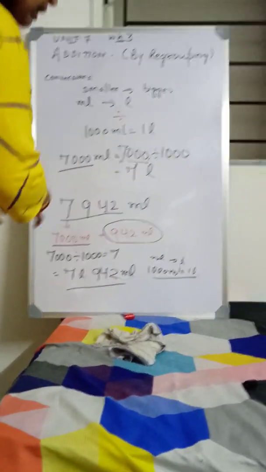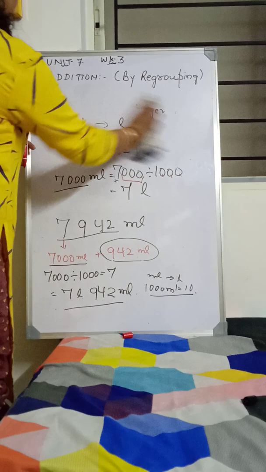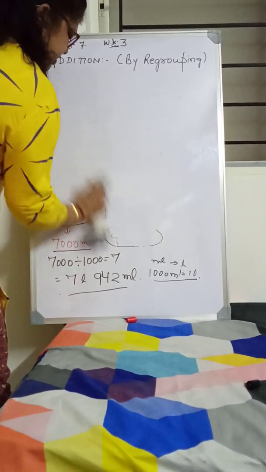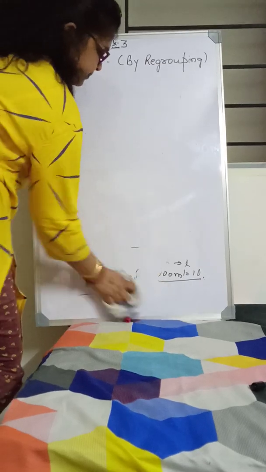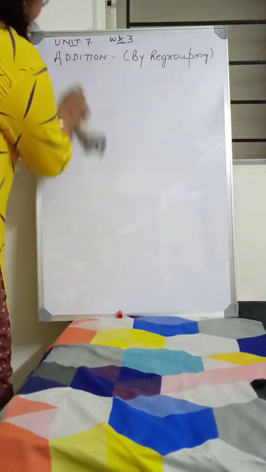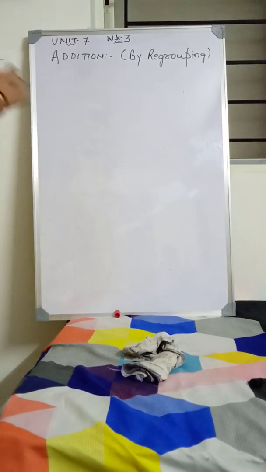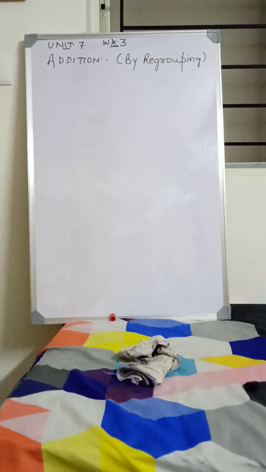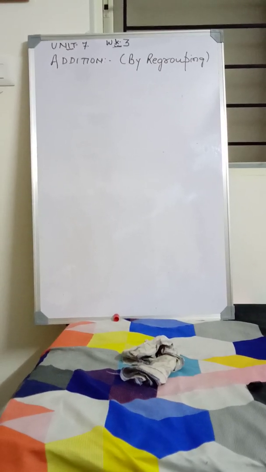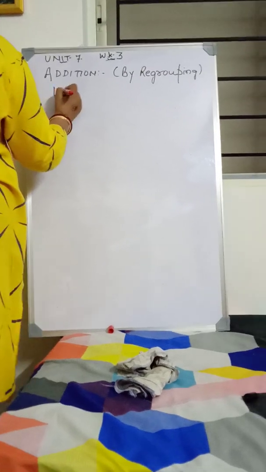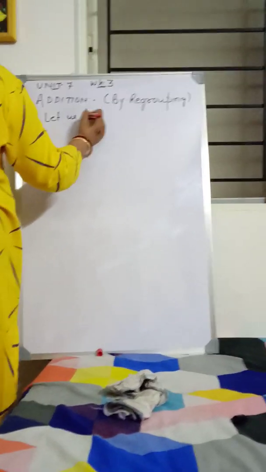Okay children, now come to the topic. Today's topic is addition by regrouping. Okay, addition related to the capacity, not weight. Weight you have learnt in the previous unit. So here let us take an example. With the example, I will be able to explain it. So here let us add.